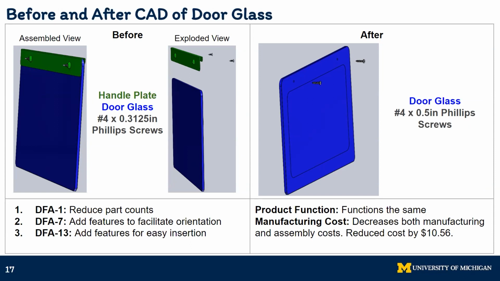In doing so, we considered DFA Rule 1 by reducing the part count through eliminating the handle plate, and DFA Rule 7 by adding holes to the door glass to indicate which side of the glass faces upwards, and DFA Rule 13 by implementing oblong holes on the door glass, allowing for adjustment when attaching the handle.